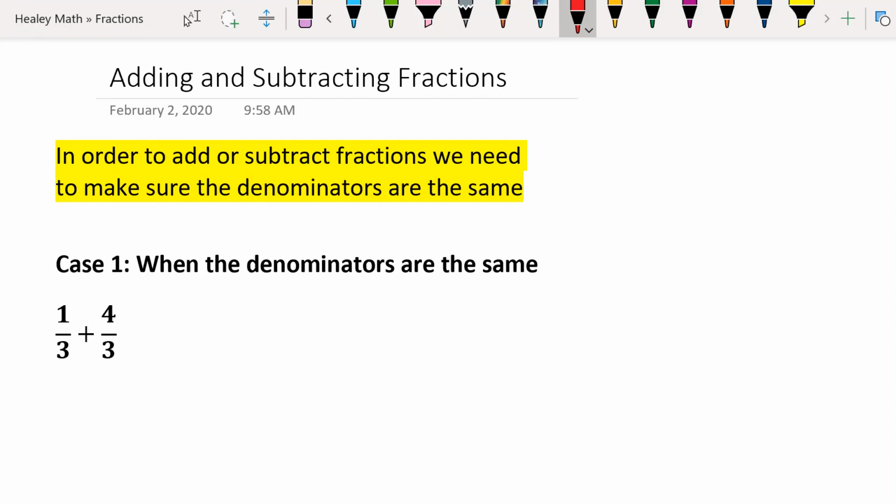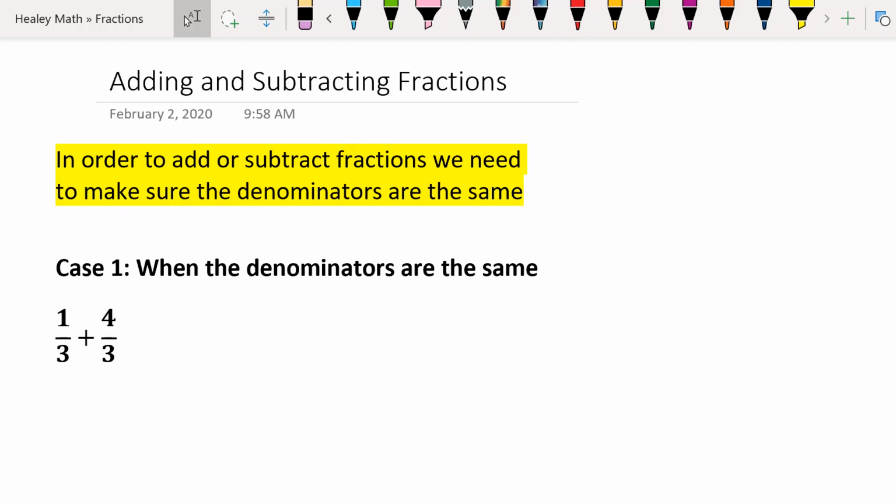Today we're going to be talking about adding and subtracting fractions. And when we add and subtract fractions, it is important to remember that our goal is to make sure that the denominators are the same. And when they are the same, we can go and add and subtract. Let's look at the first case.